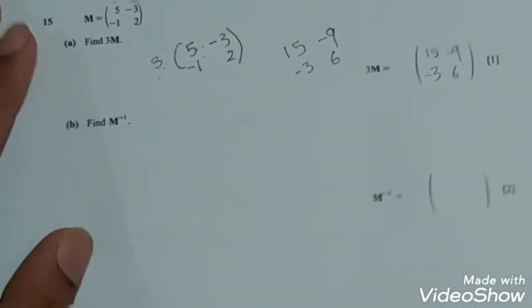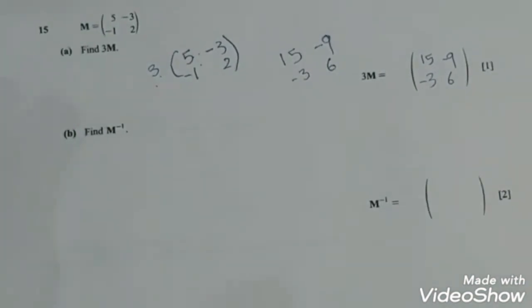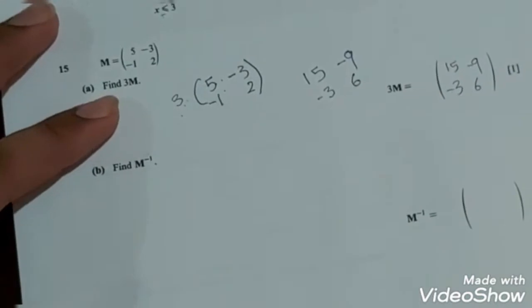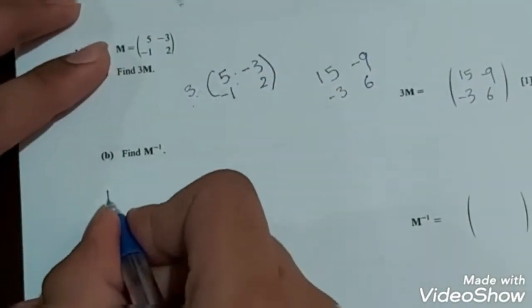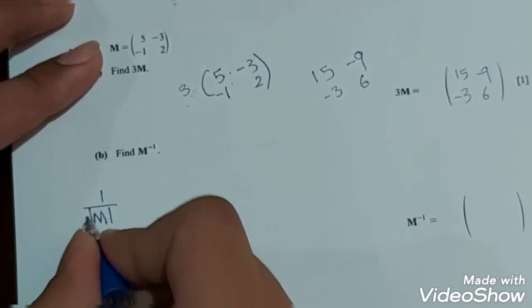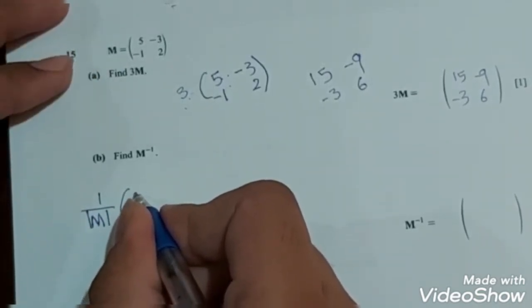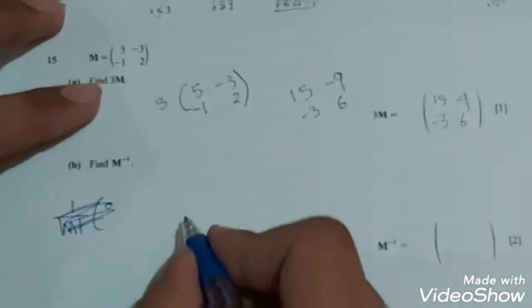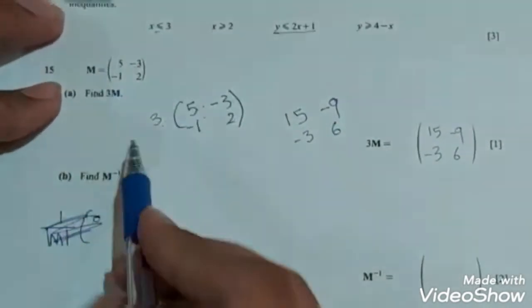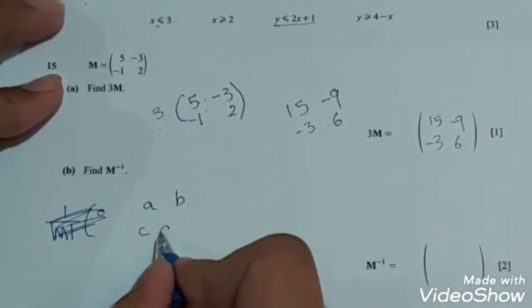So the next question here is find M inverse. So this is basically the inverse of a matrix. So to find this, firstly we need to find, this is basically the formula. Let me just show you here. Let's suppose we substitute all these numbers with letters A, B, C, D.